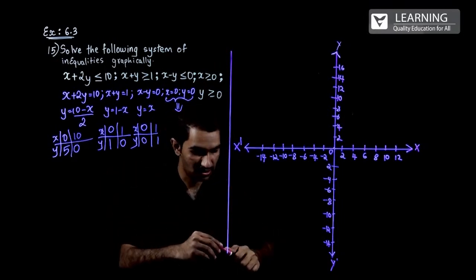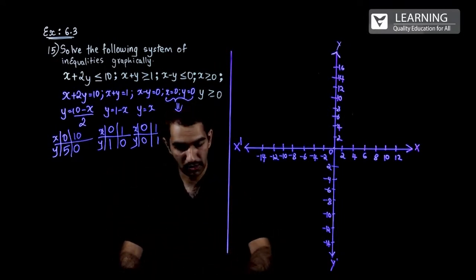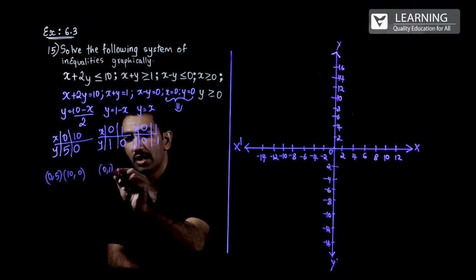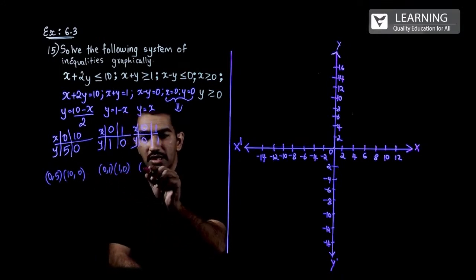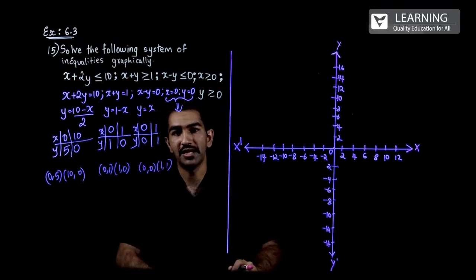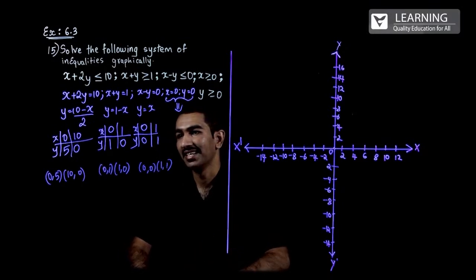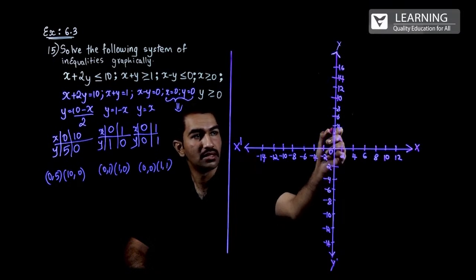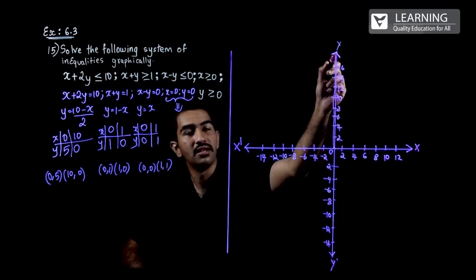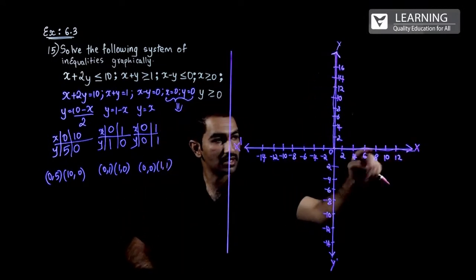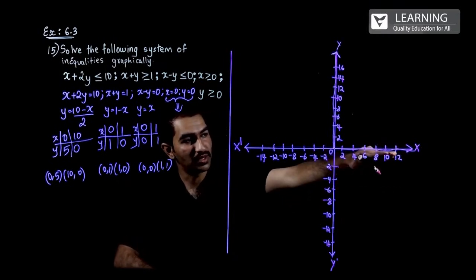Now plot these points. So okay, we'll write down the points first. Here the points are 0, 5 and 10, 0. Here the points are 0, 1 and 1, 0. Here the points are 0, 0 and 1, 1. X is equal to 0 also we'll plot, y is equal to 0 also we'll plot. Okay, so x is equal to 0, how do we plot that? That is nothing but this. This is x is equal to 0. Y is equal to 0, how do we plot? Like this. This is y is equal to 0. Okay, so the line is curved there, you have to draw it with a straight line.